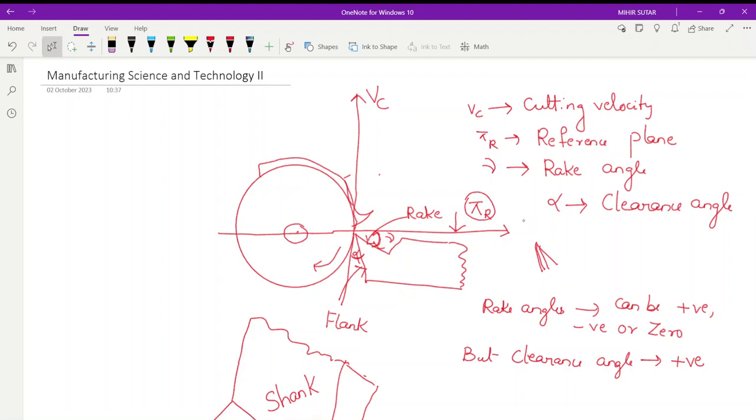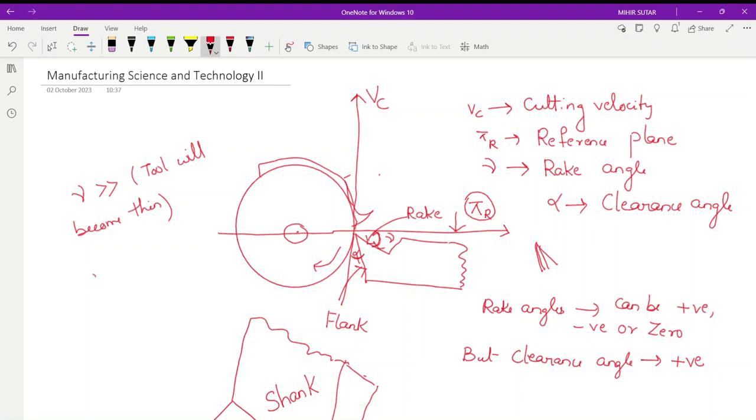And in case the rake angle is very large, I've told you that if gamma is very large, that means your tool will become thin, and it will lose its strength. Okay, so what will happen? In order to increase the strength of the tool, we used to provide a negative rake.